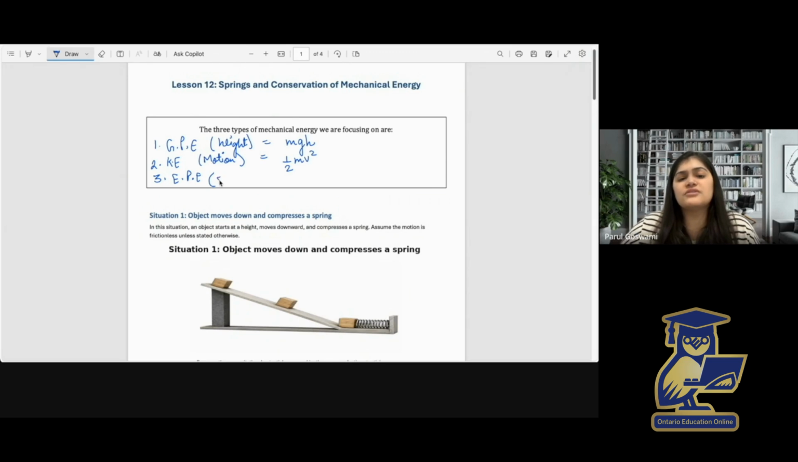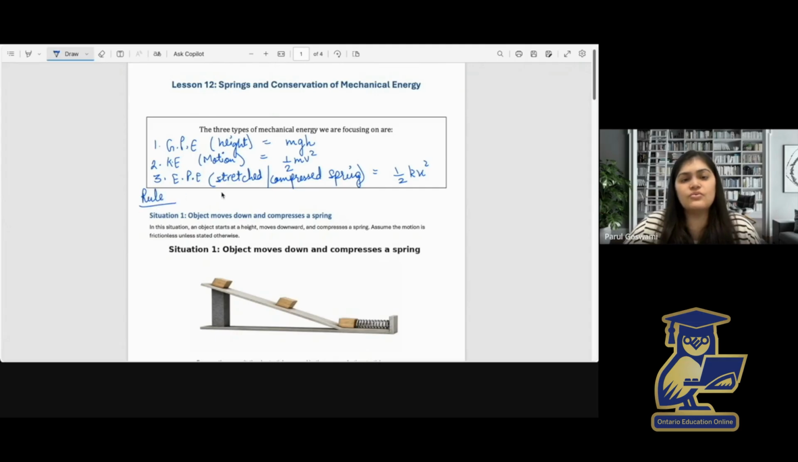Whenever we have a stretched or compressed spring, we have this energy, EPE, which is given as half kx square. x is the displacement in the spring and k is the Hooke's constant. So these are the three energies that we are going to focus on. The main rule we are using is conservation of mechanical energy, and the assumption is if there is no friction or energy loss, then we can write E initial equals E final.